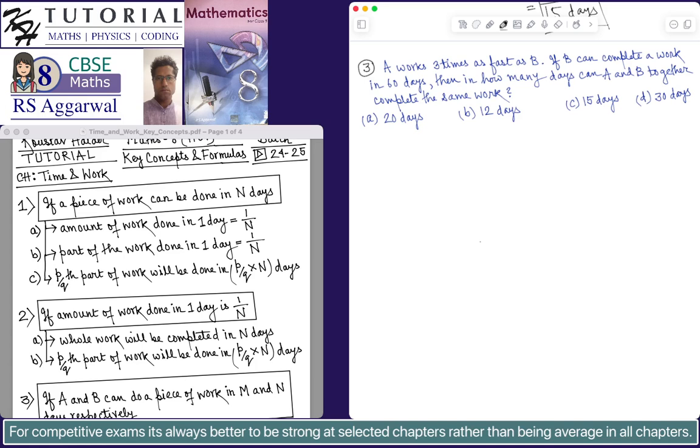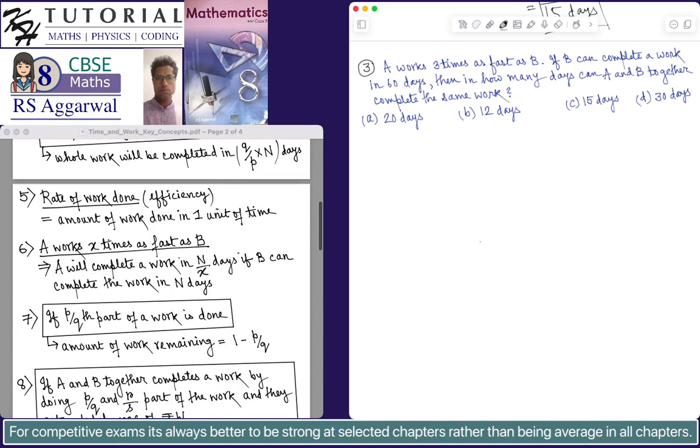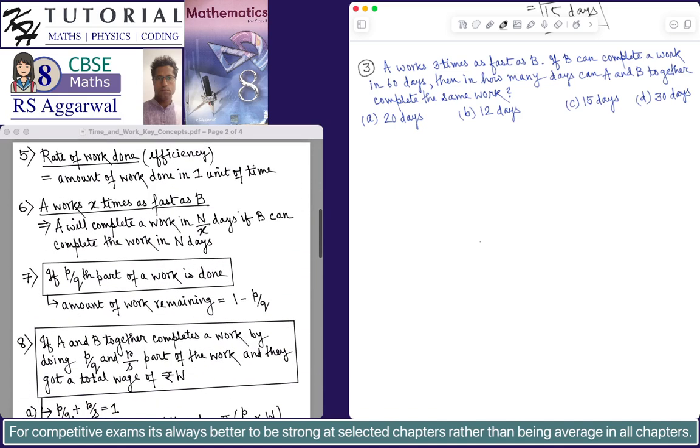So we can say that concept 6 says that if A works x times as fast as B, then A will complete the work in n by x days if B can complete the work in n days. So obviously, if B completes the work in 60 days, then for this problem, A will complete the work in 60 by 3 days, that is 20 days.